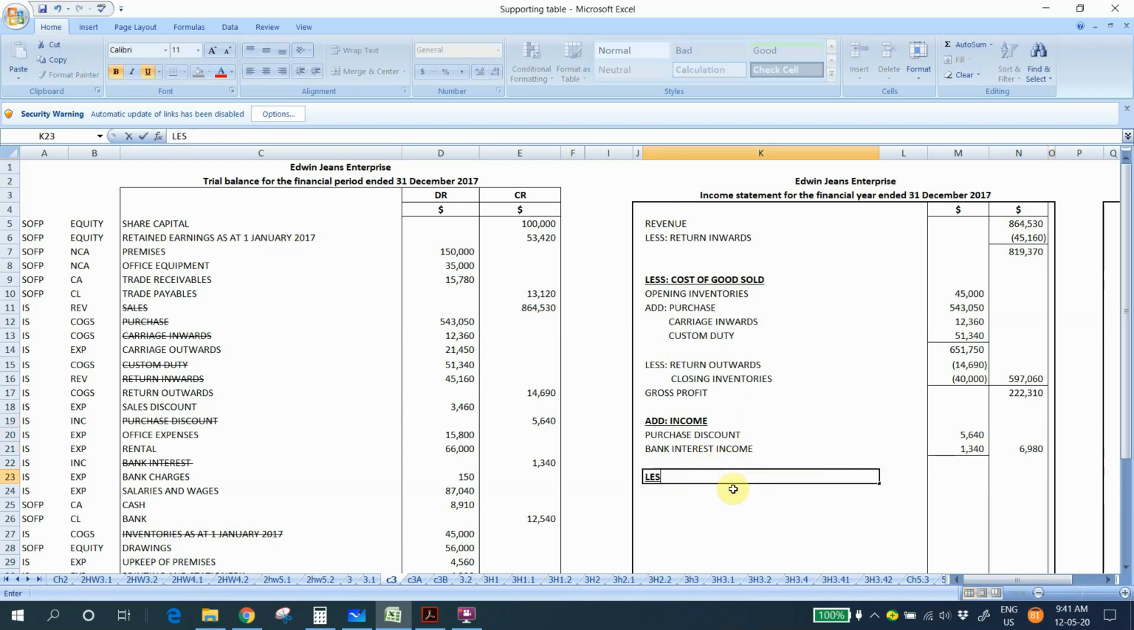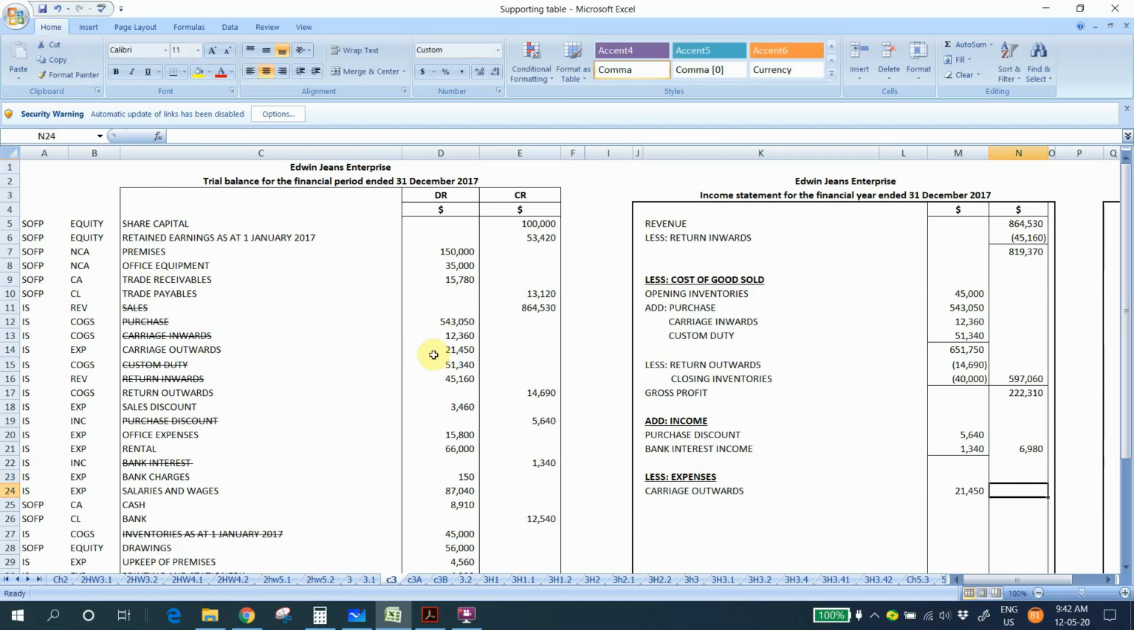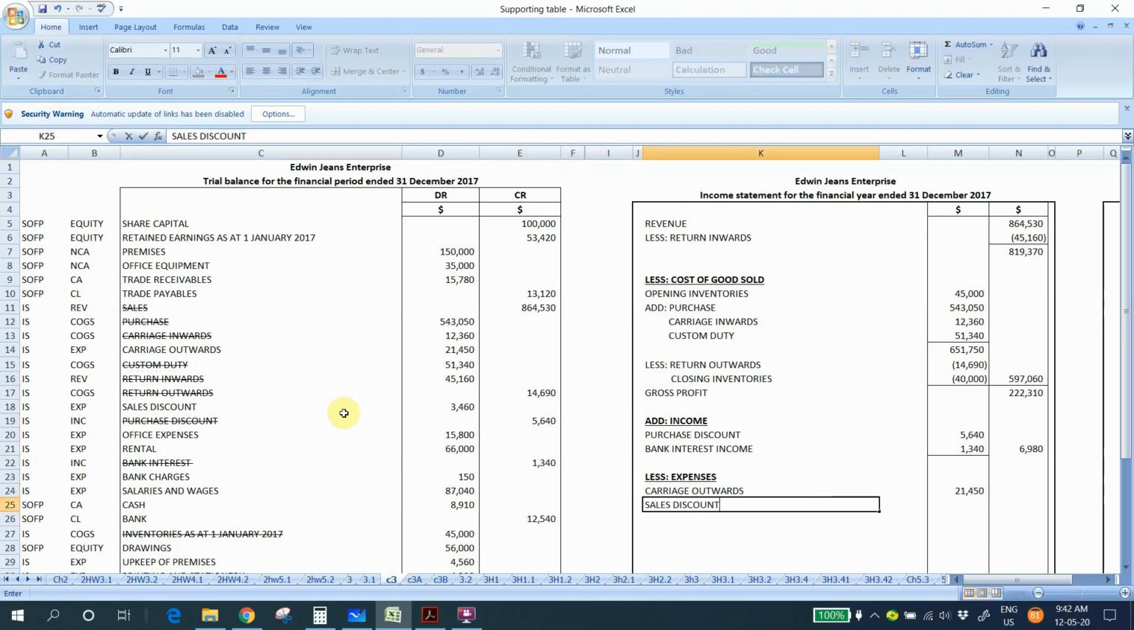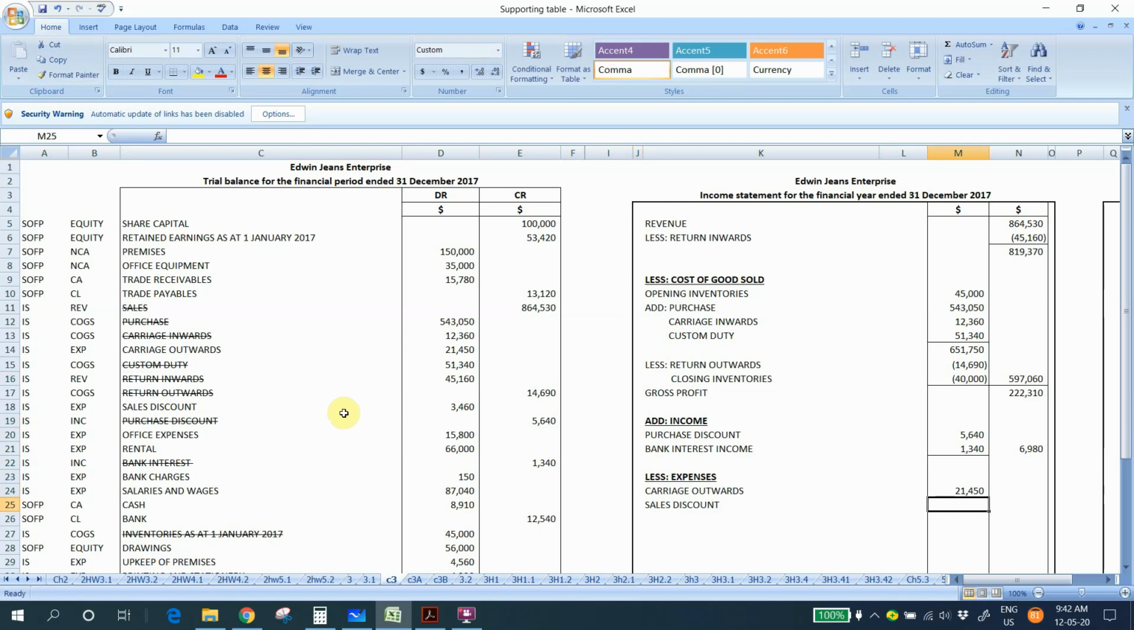And then you less the expenses of the company. We follow the sequence in your trial balance to record the expenses. The first one is carriage outwards. Carriage outwards is the transport fee that you pay for the delivery of product to your customer. So this is an expense. Return outwards is also recorded, so strike through first. Next one, sales discount. Sales discount is the discount that you give to your customer when they make early payment.